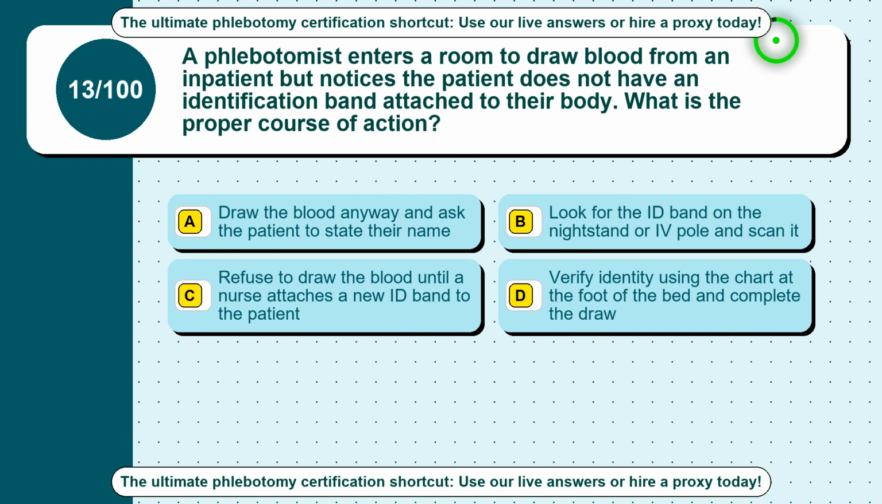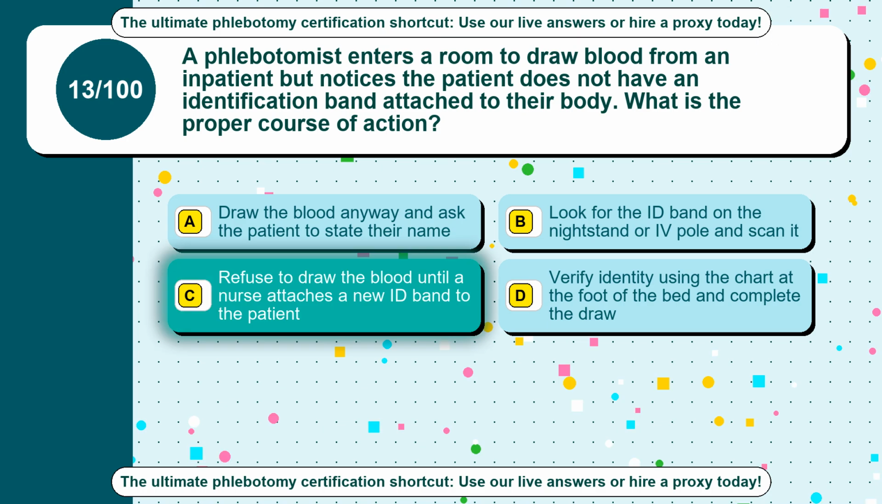Question 13. A phlebotomist enters a room to draw blood from an inpatient but notices the patient does not have an identification band attached to their body. What is the proper course of action? Option A, draw the blood anyway and ask the patient to state their name. Option B, look for the ID band on the nightstand or 4-pole and scan it. Option C, refuse to draw the blood until a nurse attaches a new ID band to the patient. Option D, verify identity using the chart at the foot of the bed and complete the draw. The correct answer is option C. Refuse to draw the blood until a nurse attaches a new ID band to the patient.